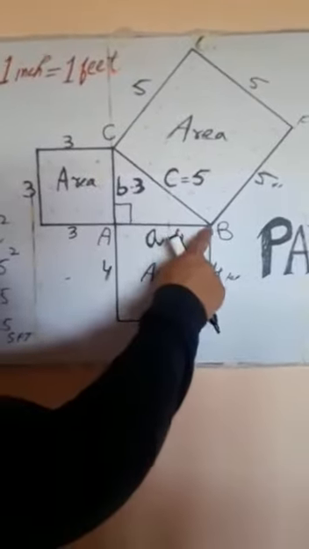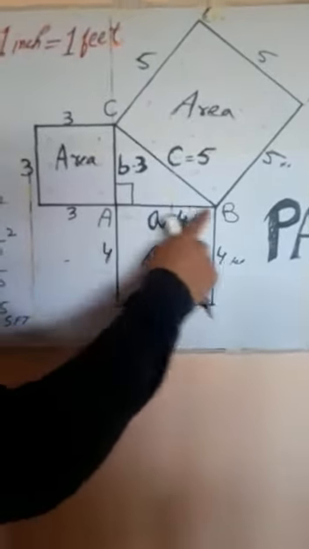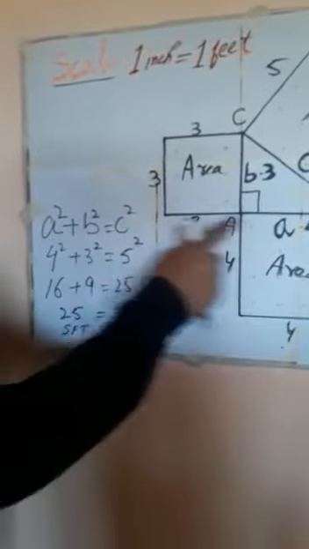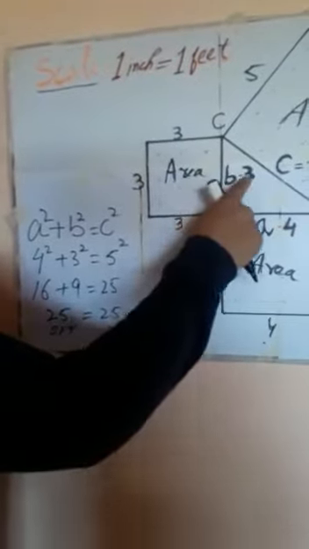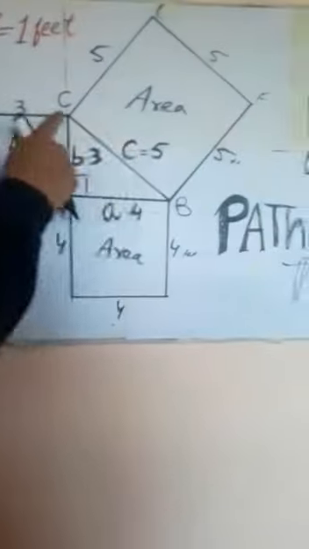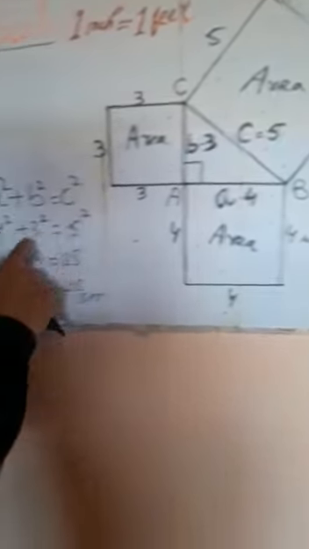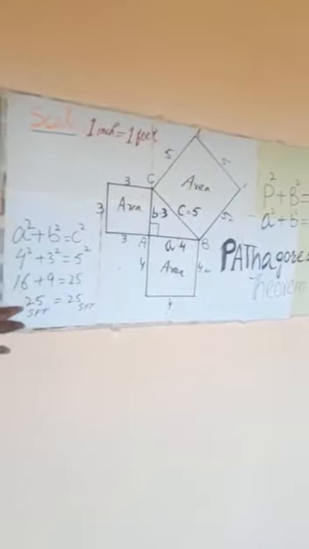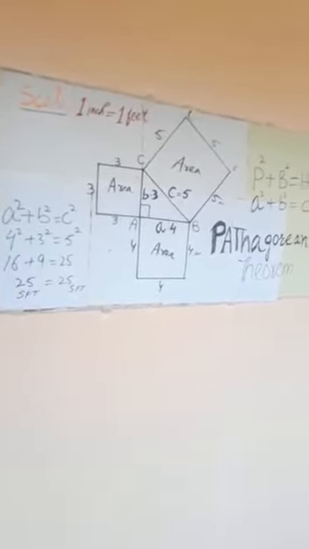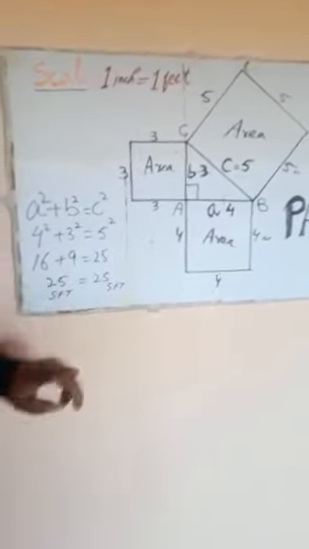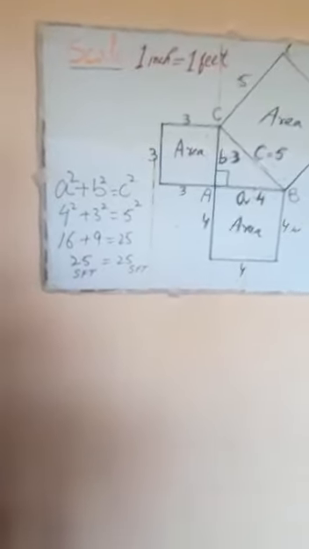You know AB square plus AC square, that is base square plus perpendicular square. This is a square plus b square, where a equal to 4 feet, b equal to 3. a square plus b square, 4 square plus 3 square equal to BC hypotenuse, that is 5 square. 4 into 4 is 16, 3 into 3 is 9, 5 into 5 is 25. 16 plus 9, that is 25, equal to 25. Numerically, we have proved that base square plus perpendicular square is equal to hypotenuse square.